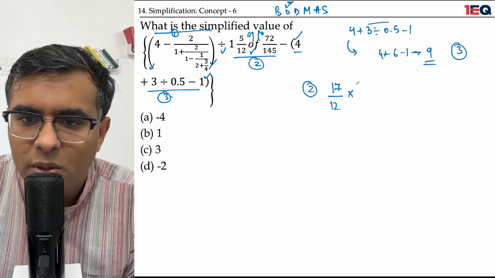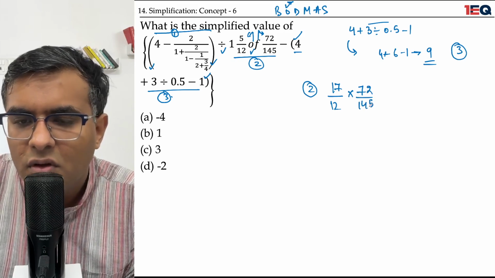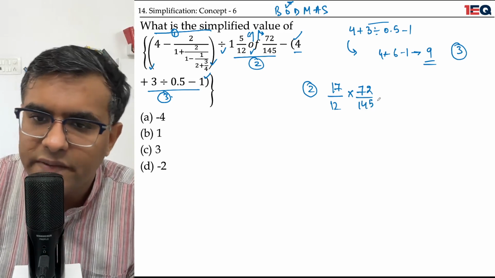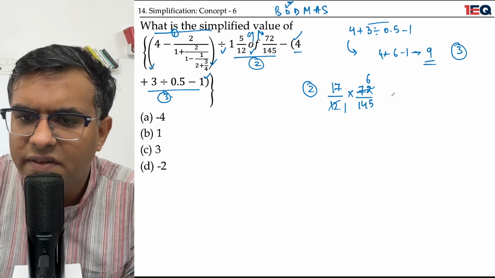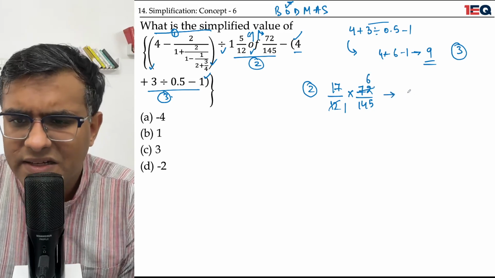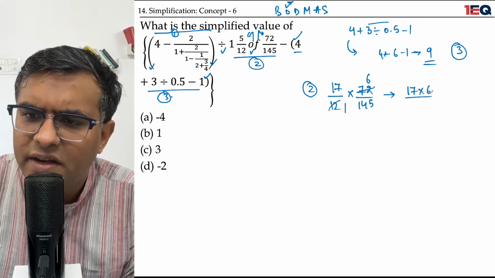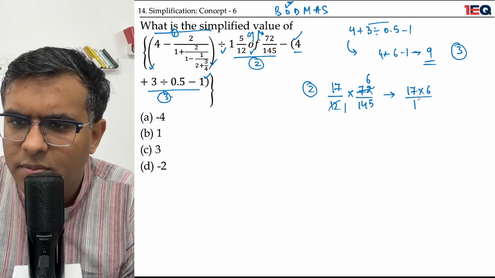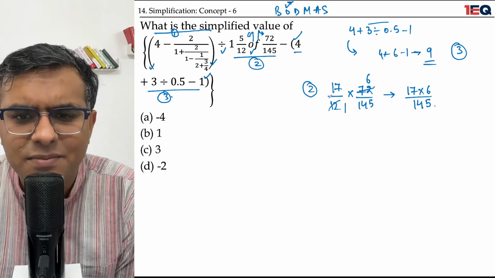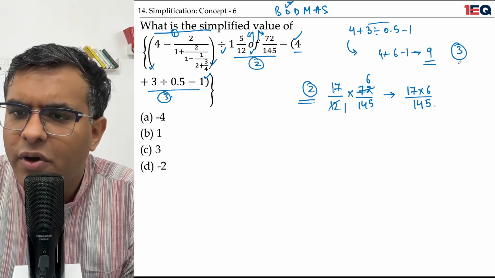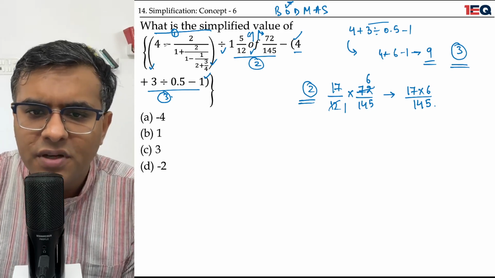So 17 upon 12 multiplied by 72 upon 145. So 12 ones are 12, 12 sixes are 72. I would let this thing remain in its most natural form. It means 17 multiplied by 6 whole divided by 145. This is my output for my second point. I have achieved the third point, I have achieved the second point. Now I would move to the first point.